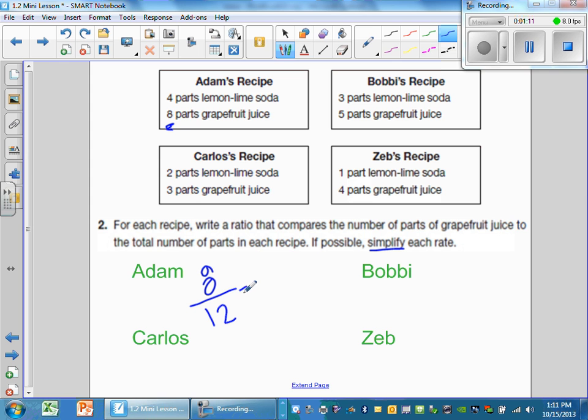8/12 can be simplified. You can divide both sides by 4. 8 divided by 4 is 2, and 12 divided by 4 is 3. So you should have 2 parts grapefruit over 3 total parts. Pause the video, try Bobby, Carlos, and Zeb on your own, and when you are done, go ahead and press play.